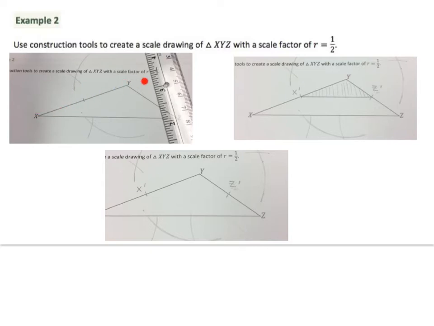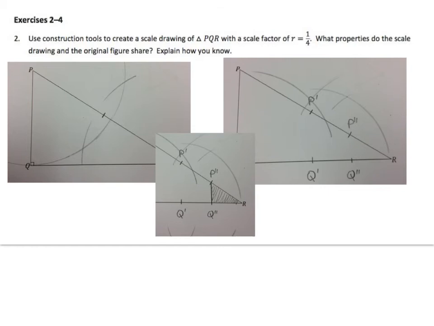So I went down XY and I found the midpoint. Then I went down YZ, down here, and I found the midpoint. I found 2 midpoints. I can connect those midpoints, and my new triangle is right there, 1/2 as big. Cool?